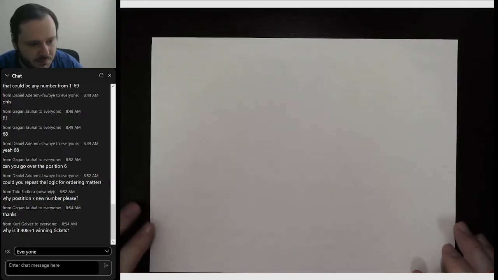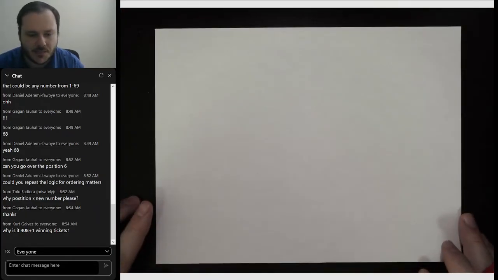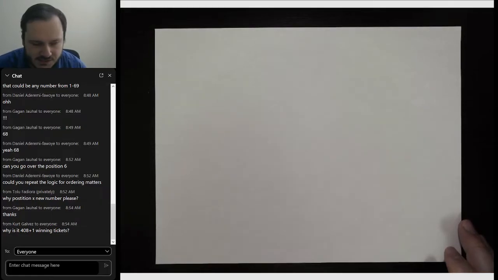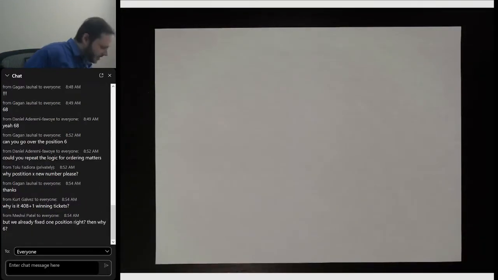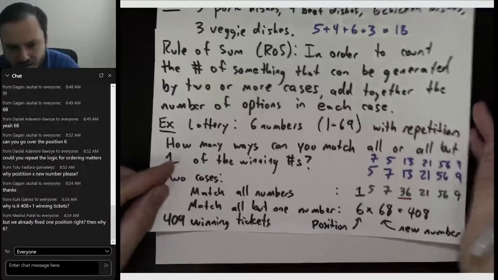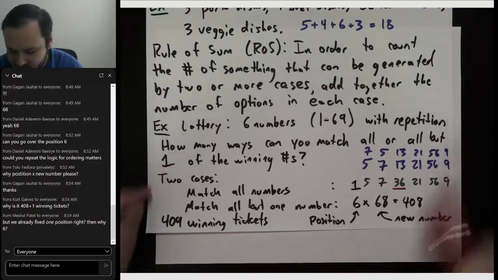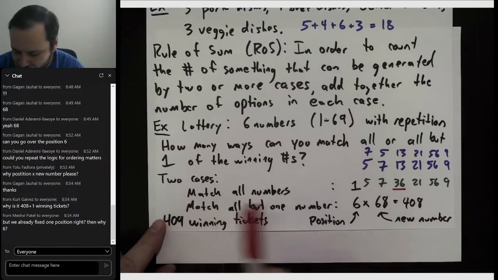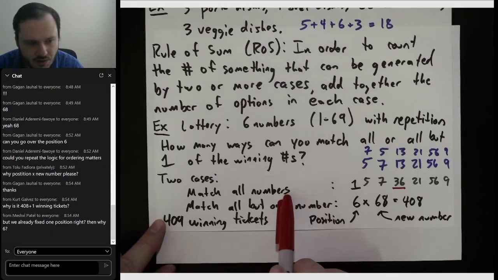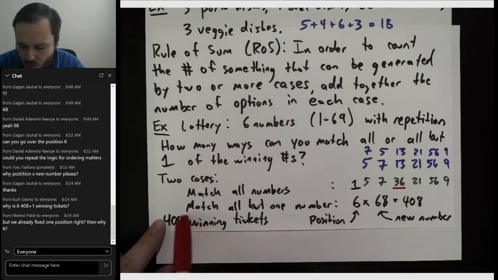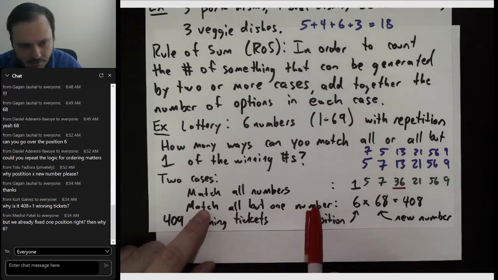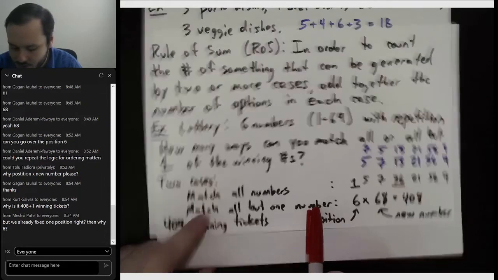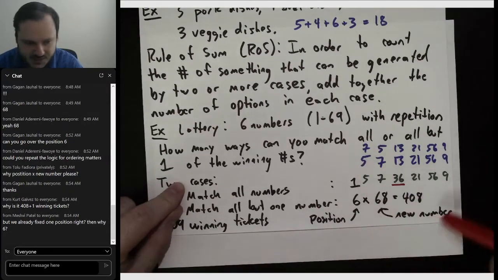Why is it 408 plus 1 winning tickets? That is our rule of sum. Remember that there's 2 ways to win, 2 different cases where you win. One case where you match all the numbers, one case where you match every number but one. Those are two different cases. Rule of sum says to add them together.